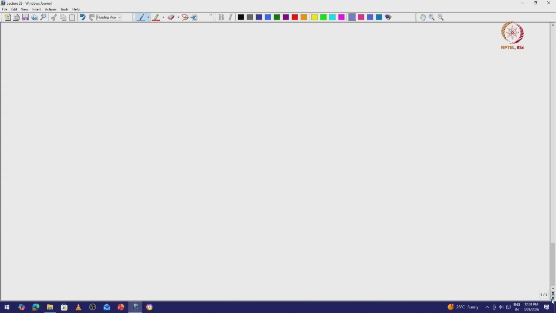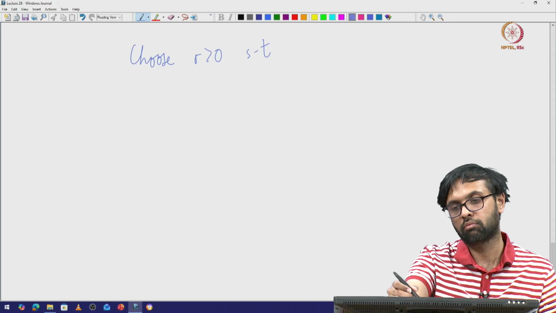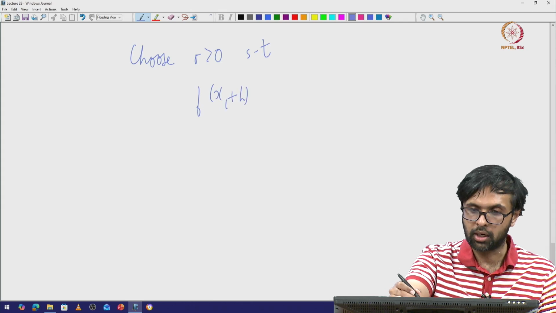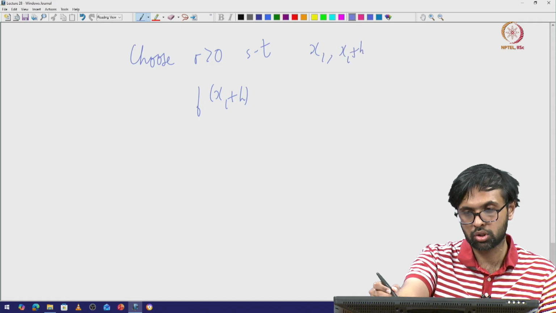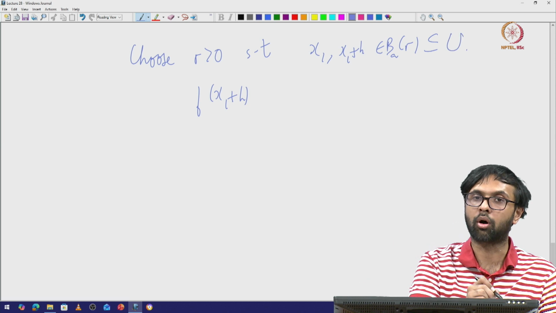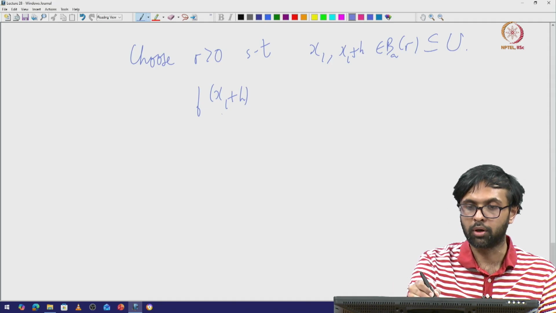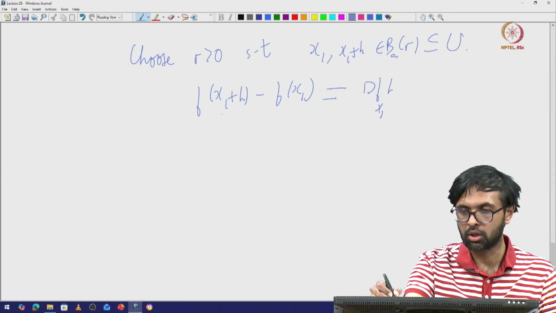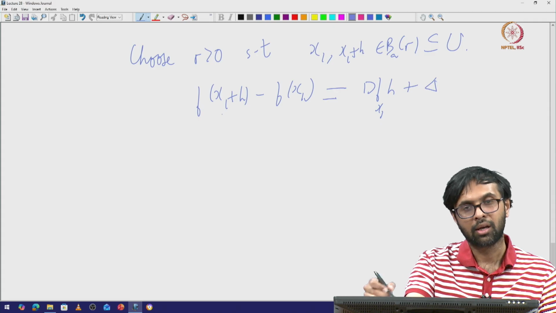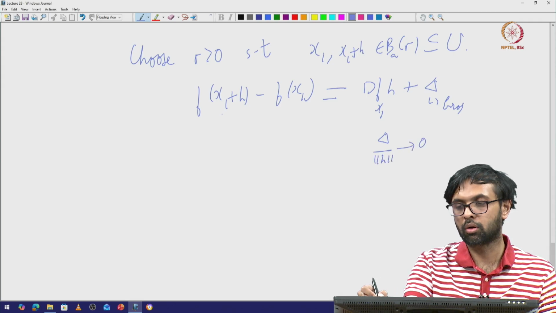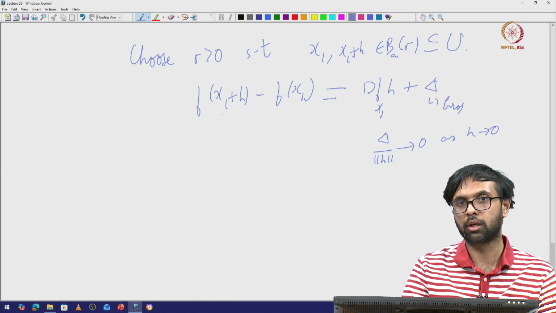Okay, so first of all, choose R positive so that on the following ball this equation holds, for x1 and x1 plus h belonging to this ball, which lies completely in U. First of all, choose R so small that a small ball around A lies completely within U. Now take two points x1 and x1 plus h lying in this ball. This is equal to the derivative at x1 applied to h plus an error term. The point is the error term divided by the norm of h goes to 0 as h goes to 0, by the definition of differentiability.